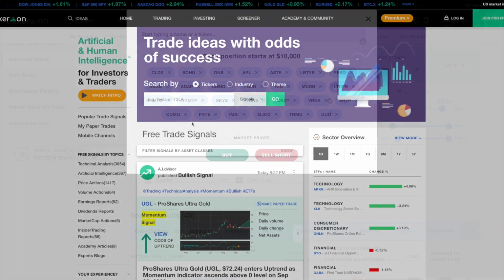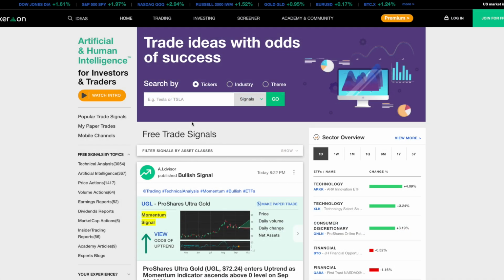And that's how easy it is to pick winning stocks using patterns. Check out the pattern search engine today and start making good trades.